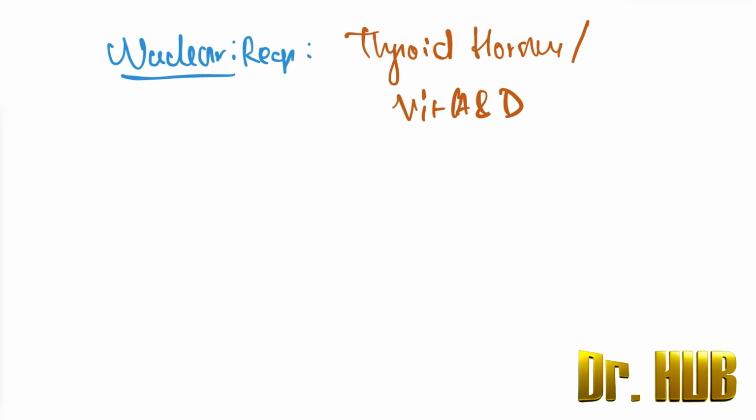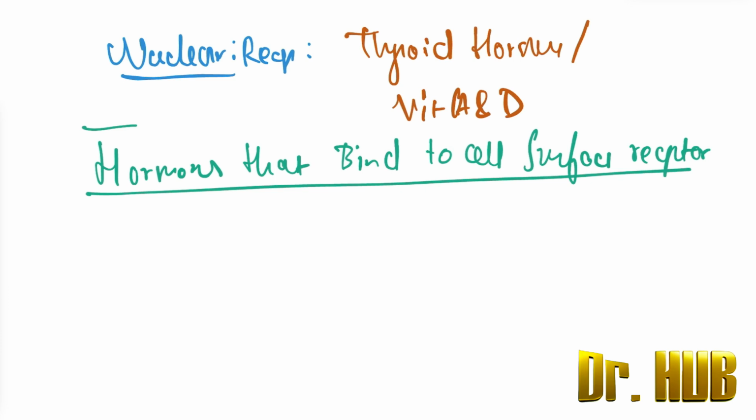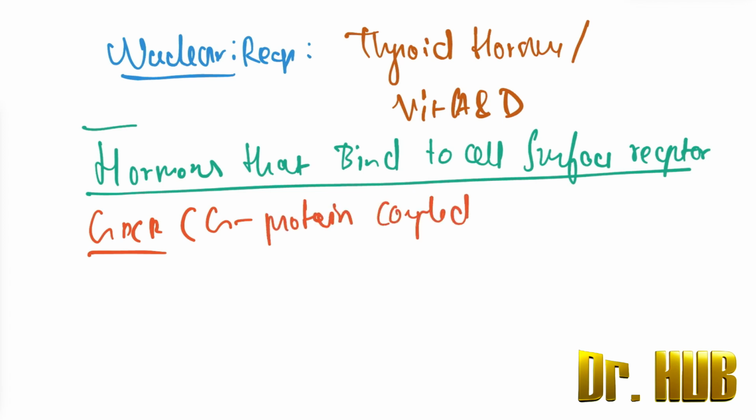Now let's look at the hormones that bind to the cell surface receptors. So we look at the GPCR. GPCR stands for the G protein coupled receptors. This includes the Gs. Gs means the stimulation of the second messenger cAMP.